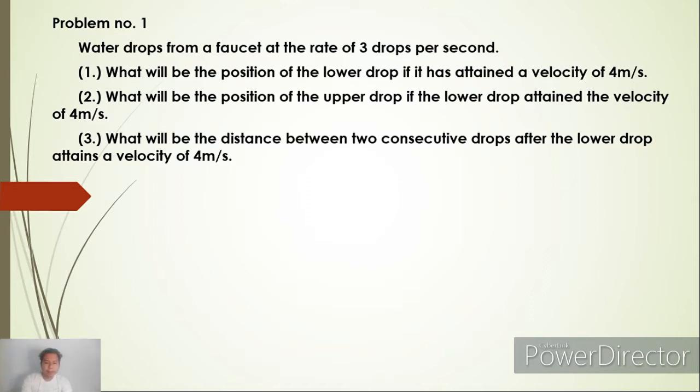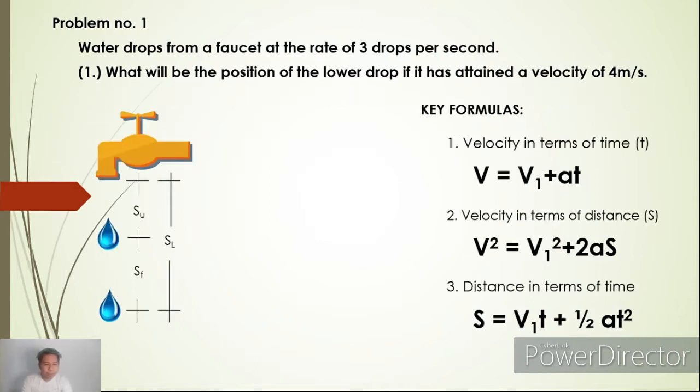So dito sa problem number 1, meron tayong tatlong question. For the first question, what will be the position of the lower drop if it has attained the velocity of 4 meters per second? Siyempre, balik tayo dun sa unang process natin, which is the given. So ano ba yung given natin? Dito sa number 1, meron tayong given na velocity initial, which is 0 meters per second. So bakit nagkaroon siya ng initial velocity na 0? Since class, sinabi ng problem na water drops. Pag sinabing drops, automatic yan, ang kanyang velocity initial ay 0.